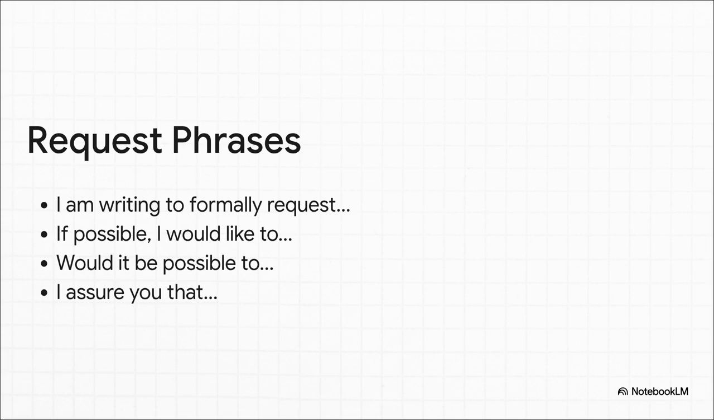But notice the crucial shift in tone when we move from complaining to requesting. When you're asking your boss for a leave of absence or, say, a project extension, you can't be demanding. Pay close attention to these polite, highly tentative grammatical structures. If possible, I would like to, or would it be possible to? The source material really highlights how you must reassure the recipient, using phrases like, I assure you that this will not negatively affect our current project. It's this delicate balance, being super clear but highly respectful, that examiners are actively looking for.